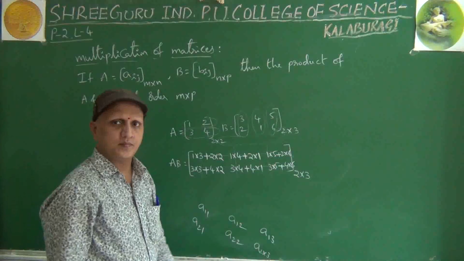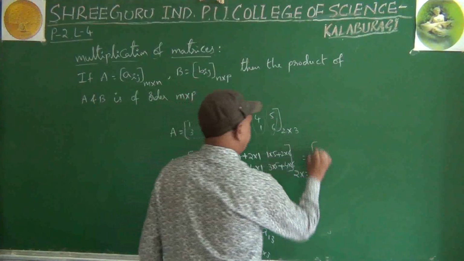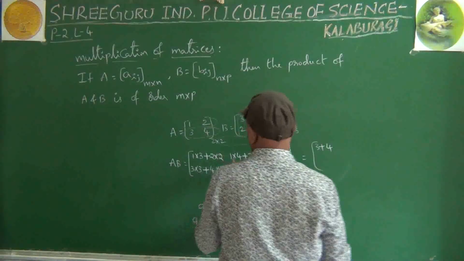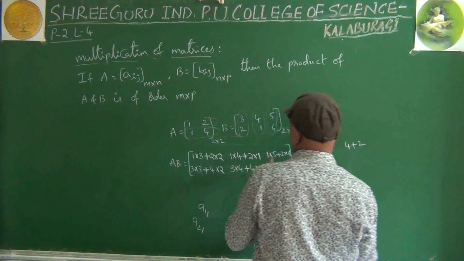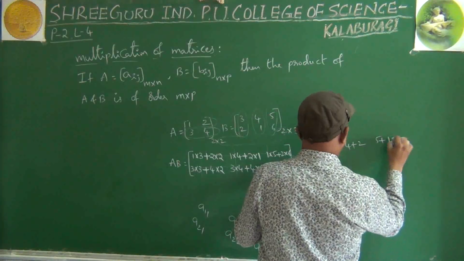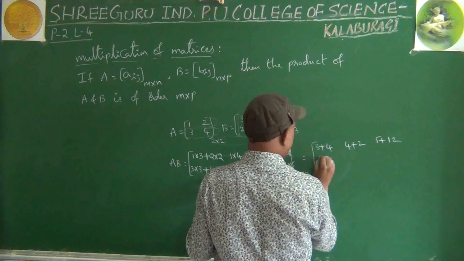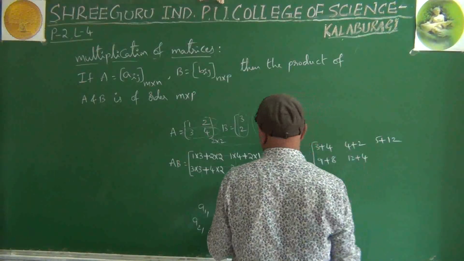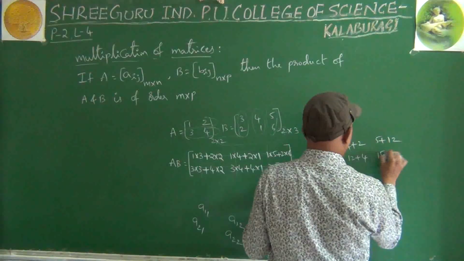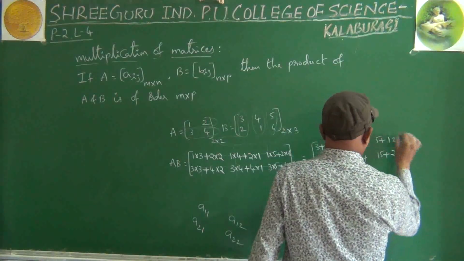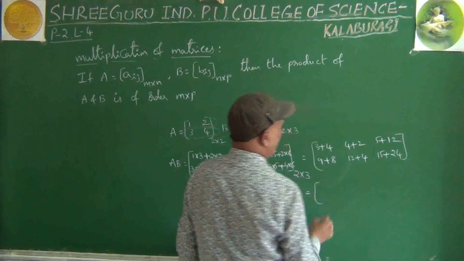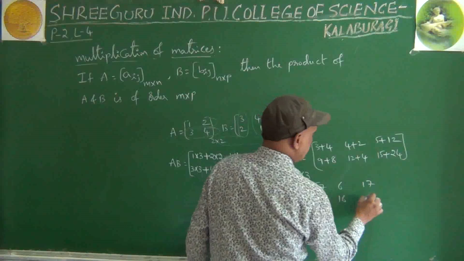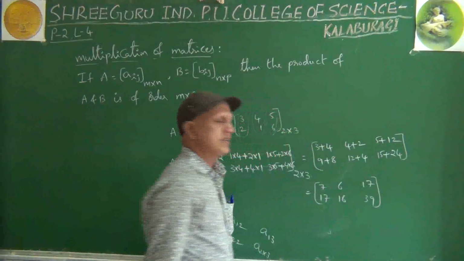That's it. Simplify. Simplification you know how to do. 1 into 3, 3 plus 2 2s are 4. 1 into 4, 4 plus 2 1s are 2. 1 into 5 plus 2 6 are 12. 3 3s are 9 plus 8. 3 4s are 12 plus 4. 3 5s are 15 plus 4 6 are 24. 3 plus 4 7 6 17, 17 16 39 is the answer.